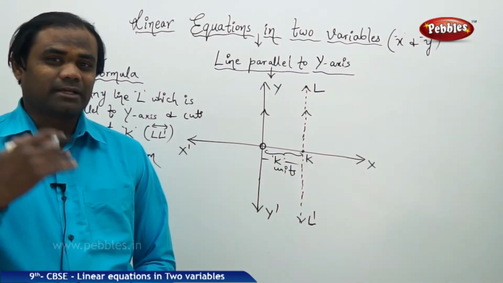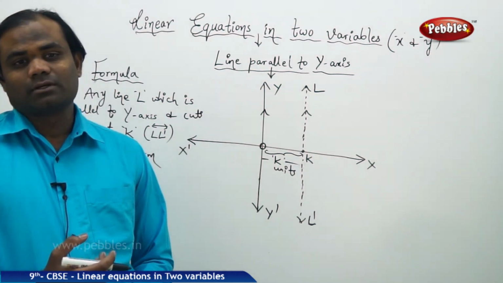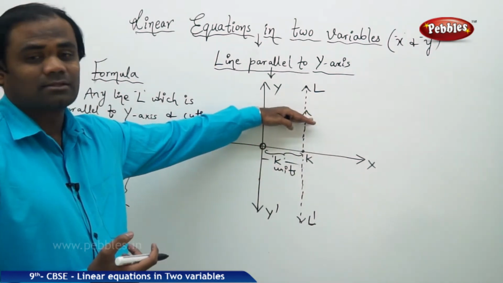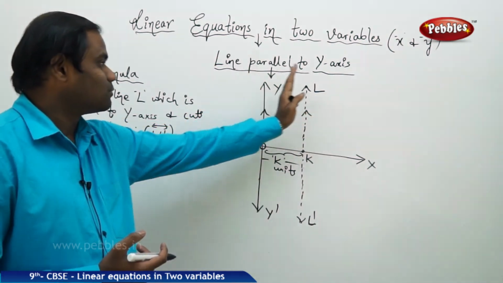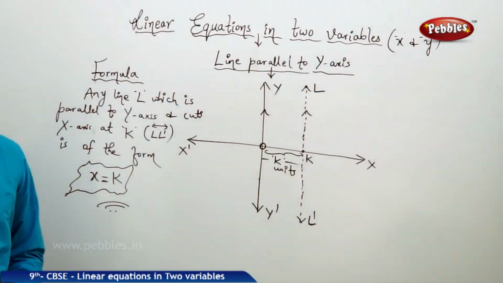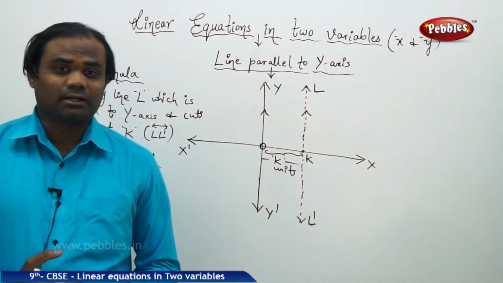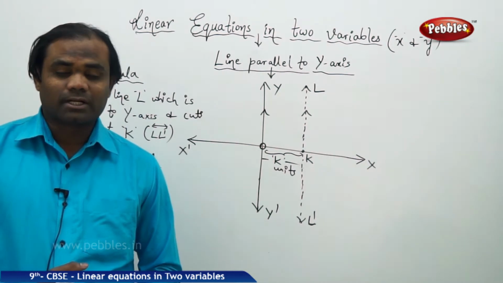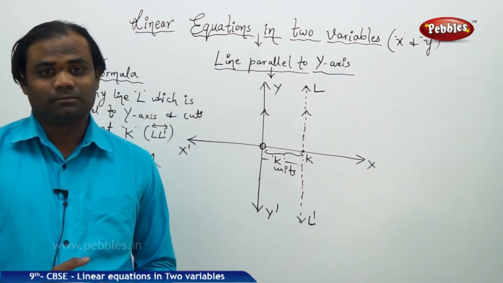Line parallel to x-axis, y equal to k. Line parallel to y-axis, x equal to k, is how I understand the concept. Let's see an example problem to understand the concept more strongly.